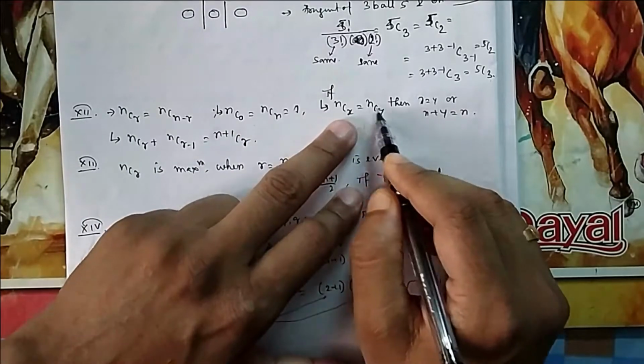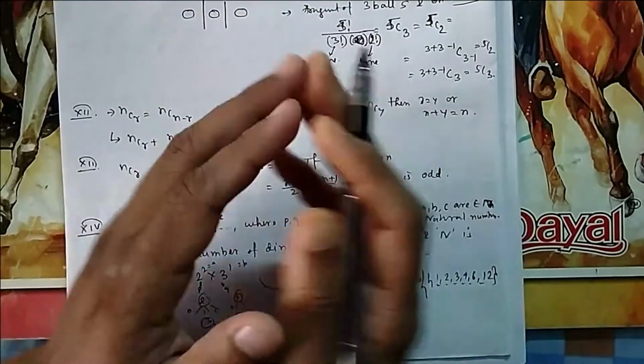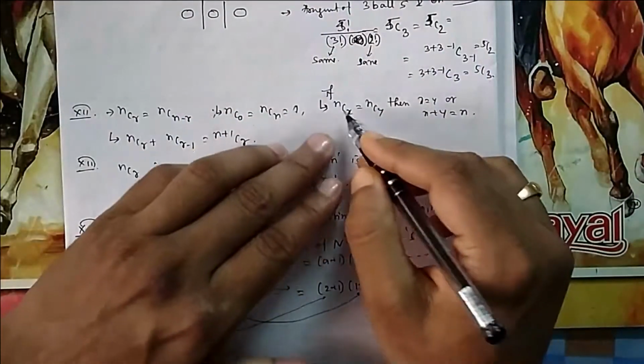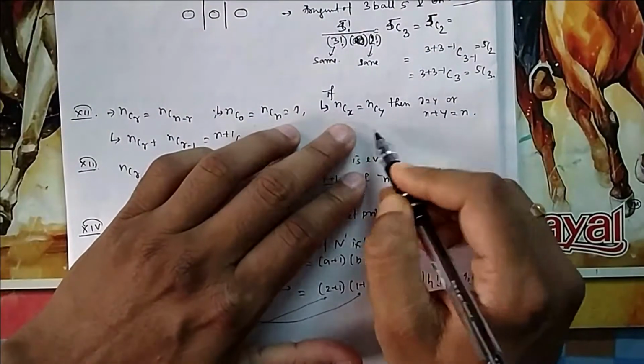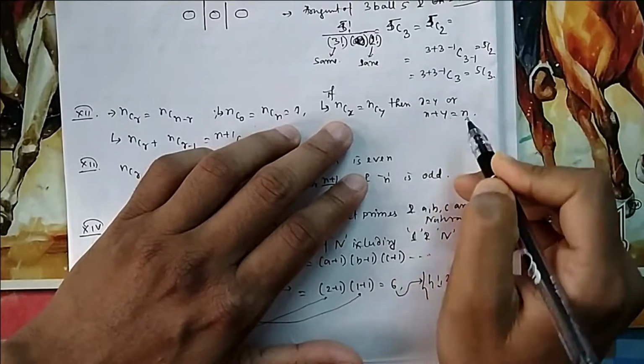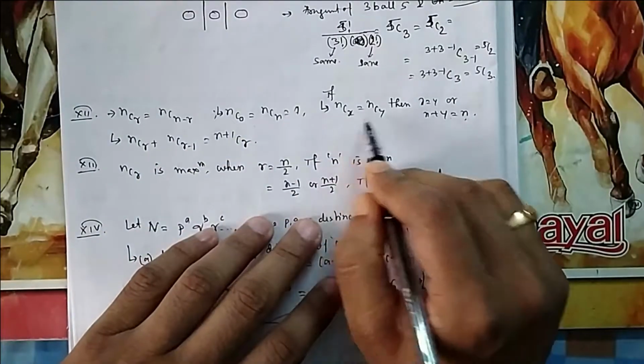Now if nCx is equal to nCy, then either x equals y or n has been distributed. Suppose 10C7 and 10C3: how is it possible? Because 10 is distributed in x and y, so x plus y equals 10. So both these are possible.